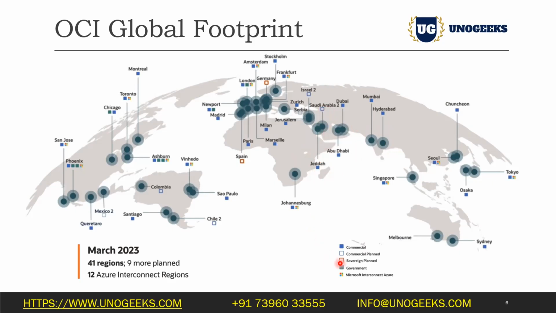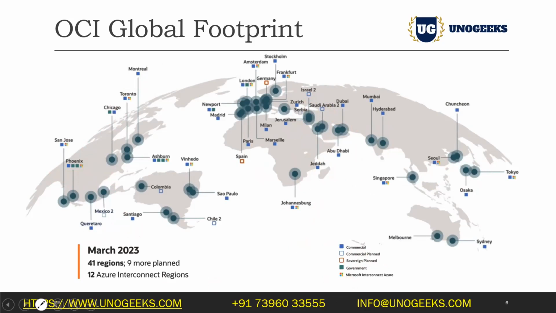If you see the planned regions, which have a square box, you have one coming up in Saudi Arabia, which I think is in Baghdad, and you have one coming up in Israel, and you have so many others in the US already, such as Phoenix. You have Mexico, which is coming up, San Diego, Chicago, and so on.